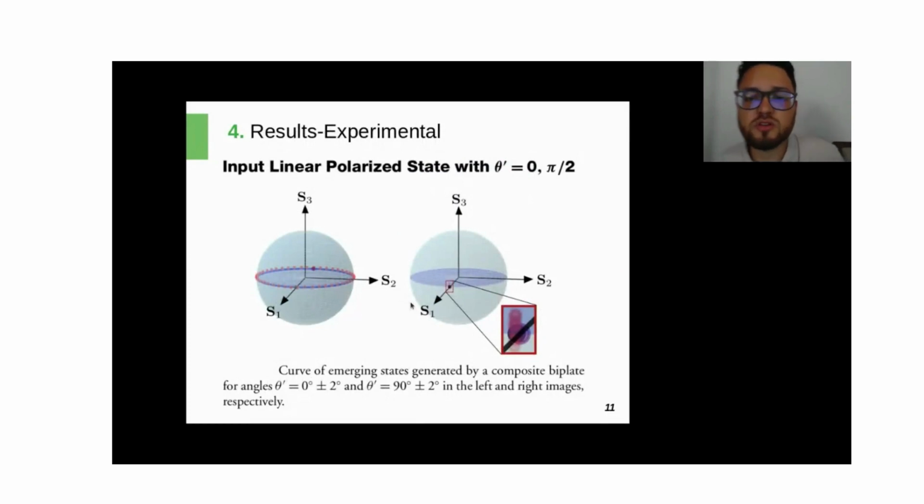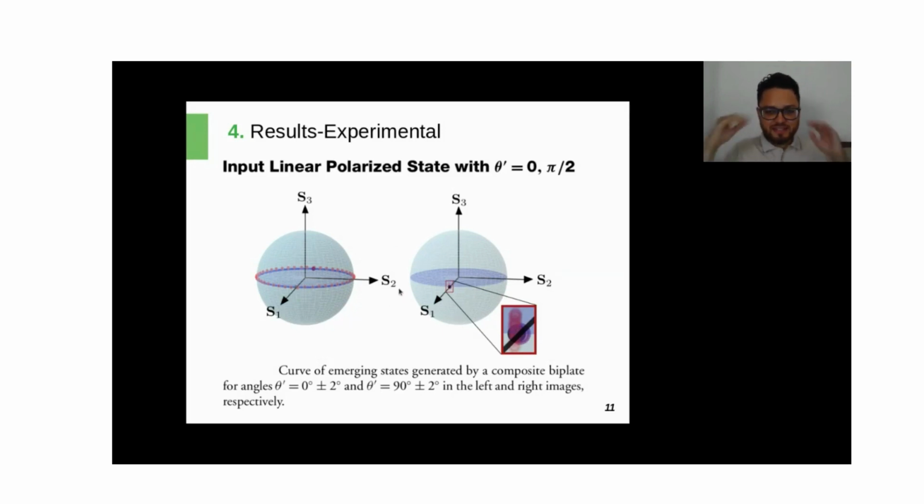And about the experimental results, we use the biplate and input polarized light, and we use first of all theta tilde at 0 and pi half. The main idea is that at 0 the two quarter waveplates are in parallel, and on the other hand, at pi half they are orthogonal. So when they are parallel, we obtain the same behavior as a half waveplate. On the other hand, when they are orthogonal, the retardation is 0.